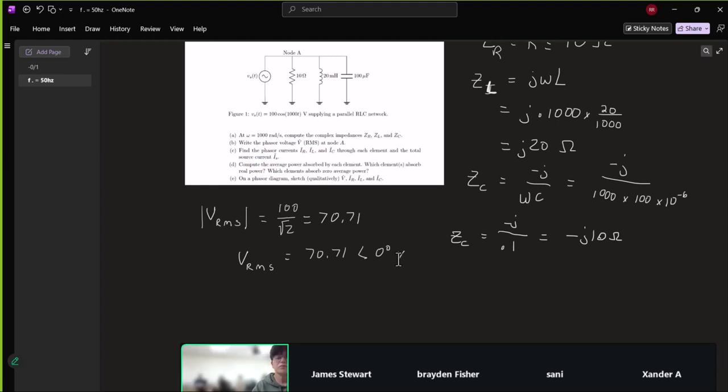They all have the same voltage. And why do they all have the same voltage? They're in parallel. So they all have the same voltage across them. So that means that they all have the same RMS voltage.